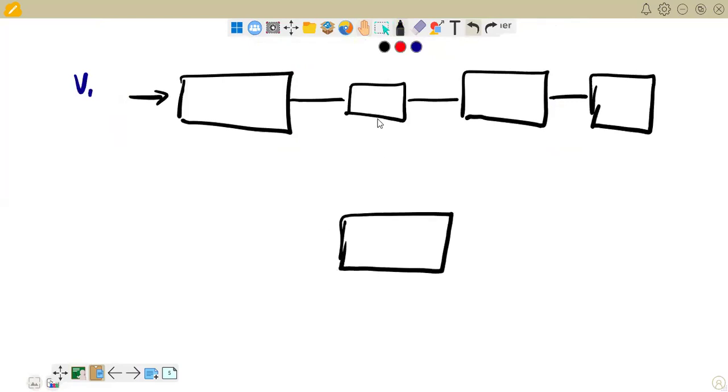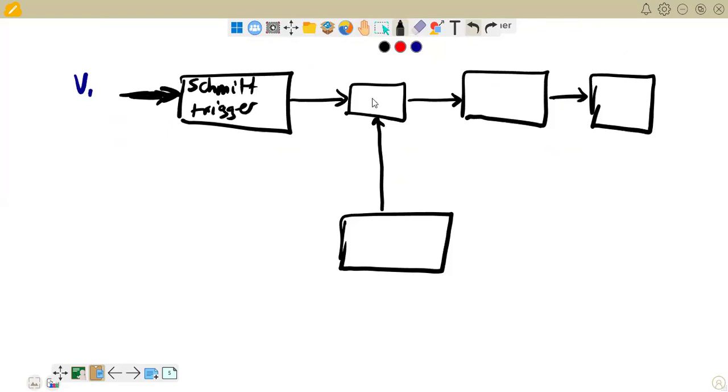Right, all right. I'll just label it quickly. There we go. Right, number one, we start with V1. We are saying this is the Schmidt trigger, so I will indicate it here. That's our Schmidt trigger.